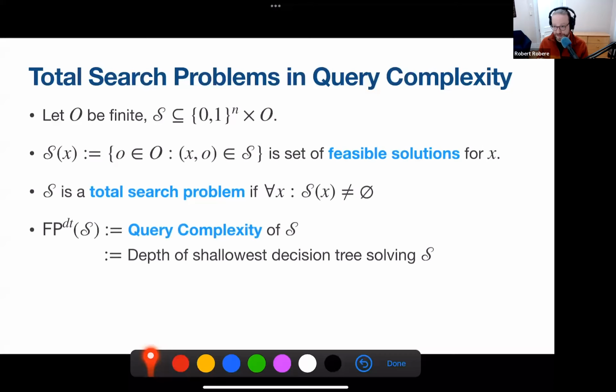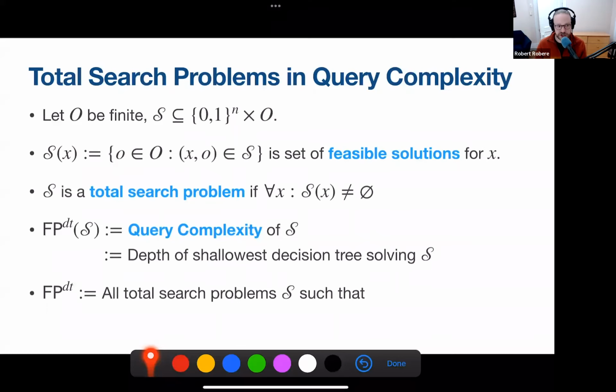So with this, we can define some complexity classes. I'll define P, the decision tree P of S, to be the query complexity of solving S. And this is just the depth of the shallowest decision tree that solves S, okay? And then I'll abuse notation a bit, and I'll say that FP to the DT is all the search problems with polylogarithmic decision tree depth.